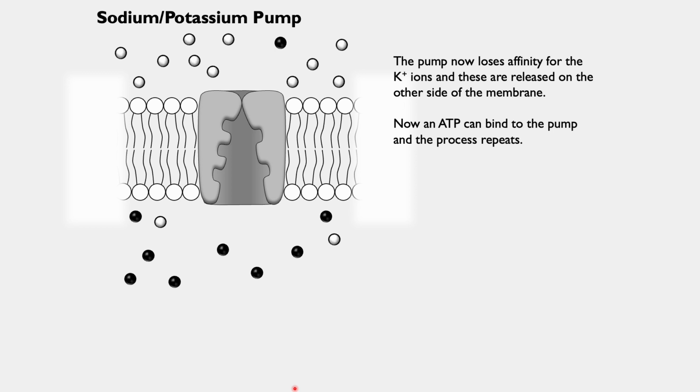So this is happening all of the time in your body. And remember, as long as ATP is present, the process can continue. And this is ensuring that we have the proper amount of sodium ions outside of the cell and the proper amount of potassium ions inside of it.